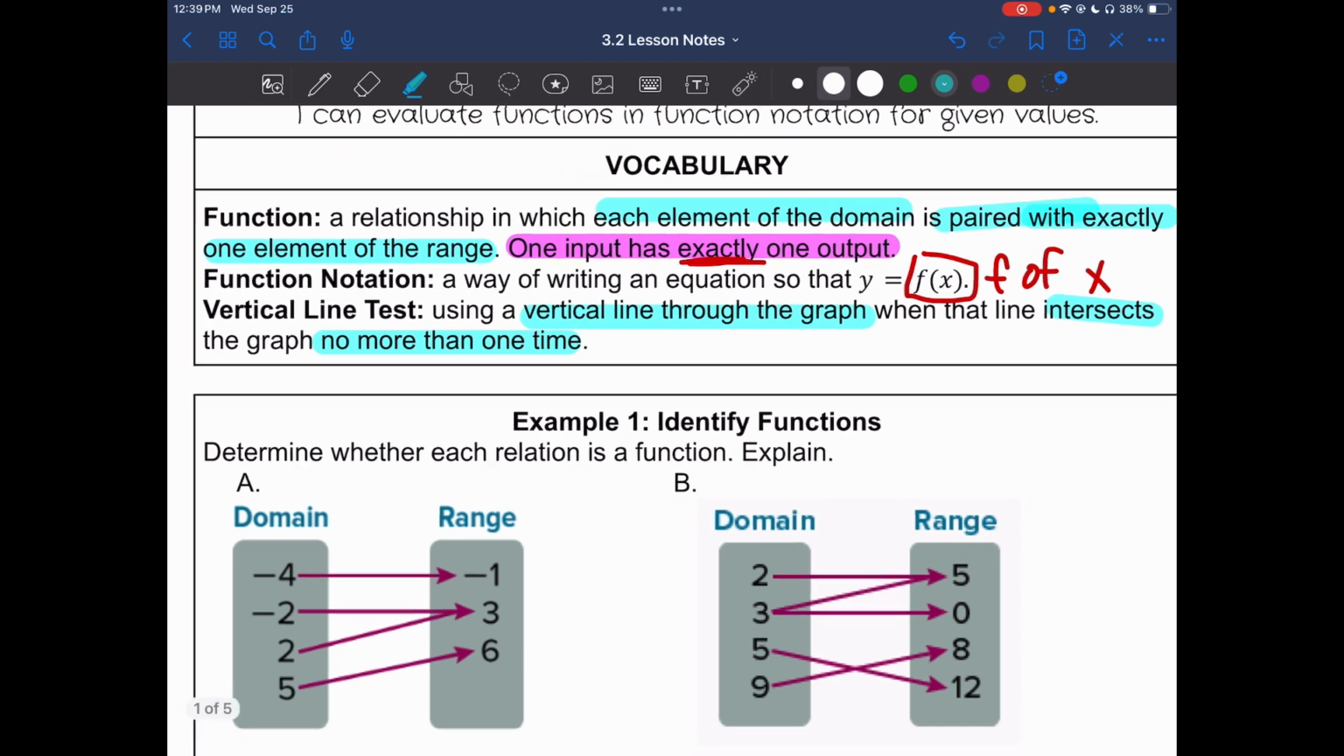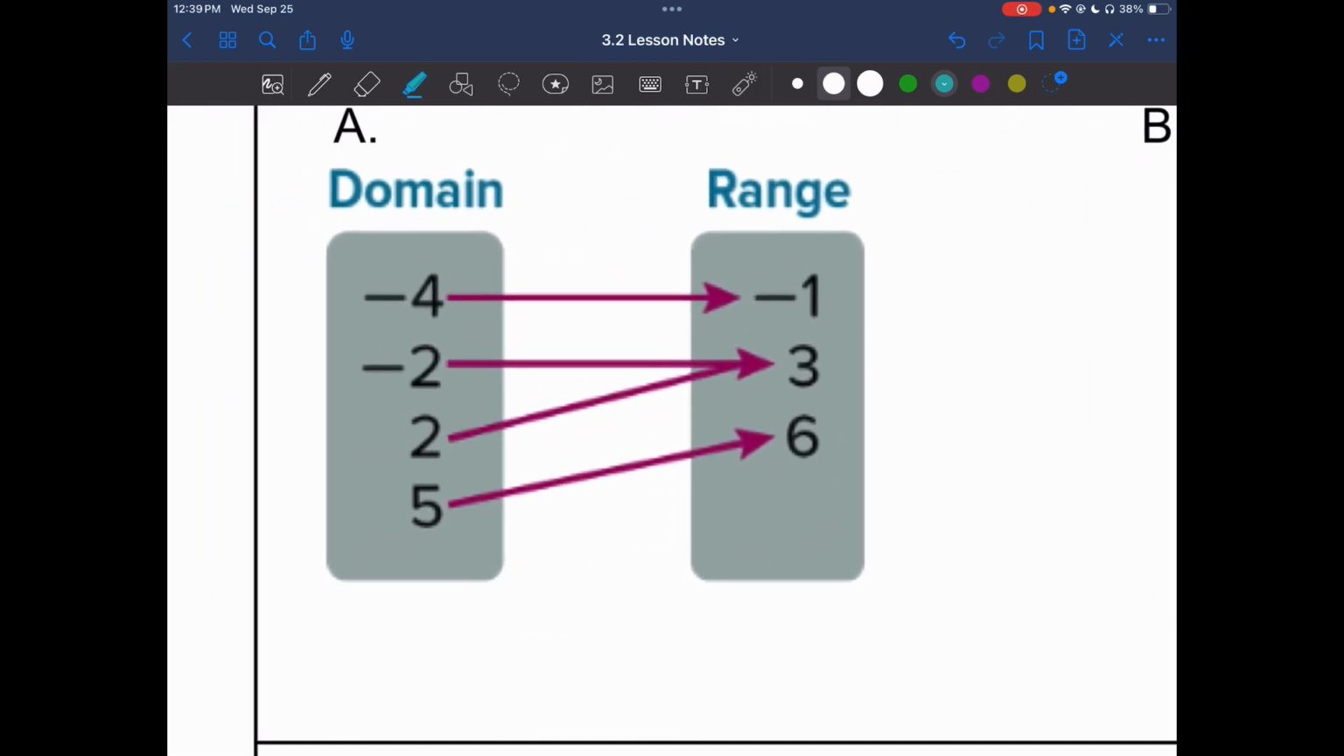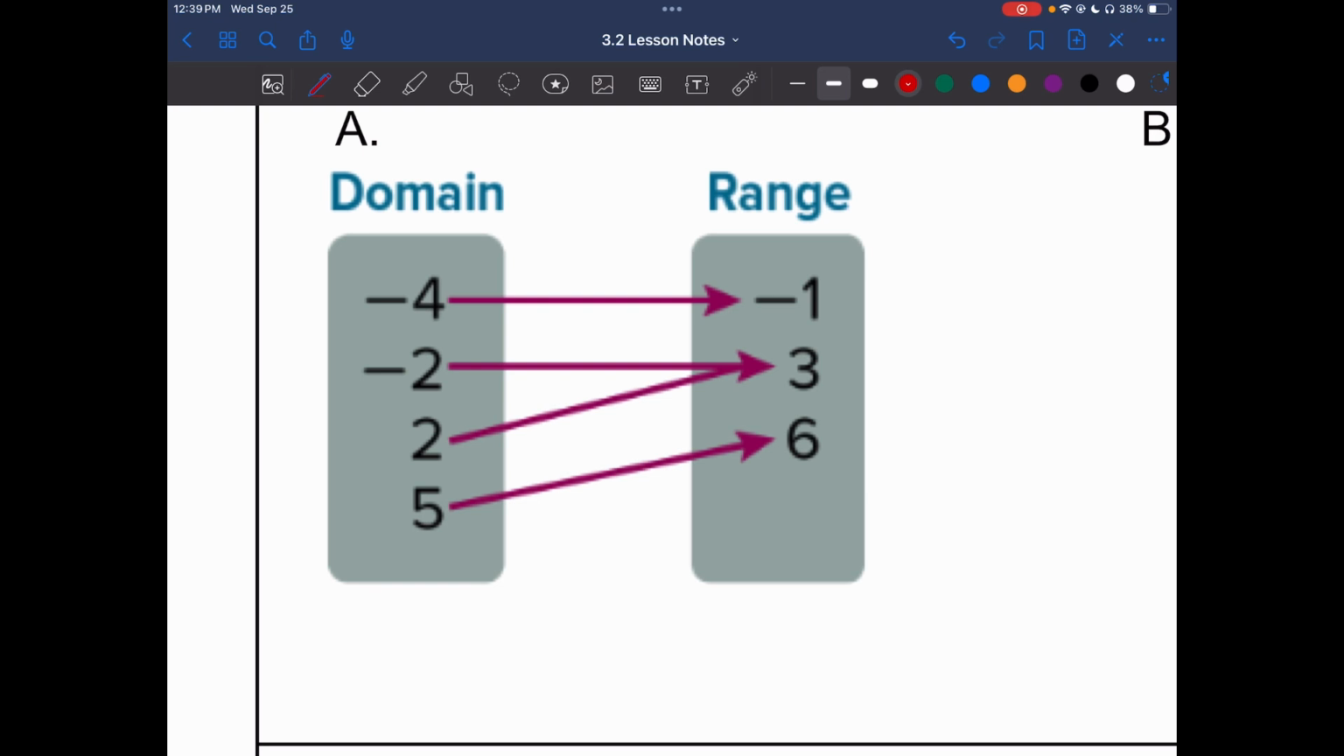So let's take a look at example 1, identifying functions. So we have our mapping diagrams that we worked with yesterday, and in this case, we're focusing on this section right here, okay? And we see we have domain values of -4, -2, 2, and 5. And each one of those has only one output, only one corresponding range value that goes with it. So this is a function.